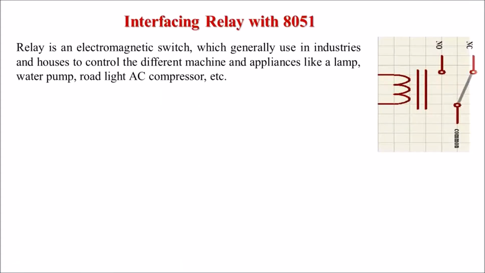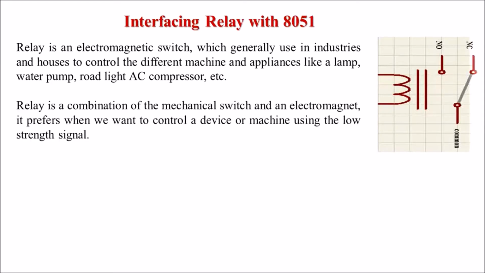Relay is an electromagnetic switch which is generally used in industry and houses to control different machines and appliances like a lamp, water pump, road light, AC compressor, etc. These are devices which allow a low power circuit to switch a relatively high current or voltage on or off. It is a combination of a mechanical switch and an electromagnet. It is preferred when we want to control a device or machine using a low strength signal.